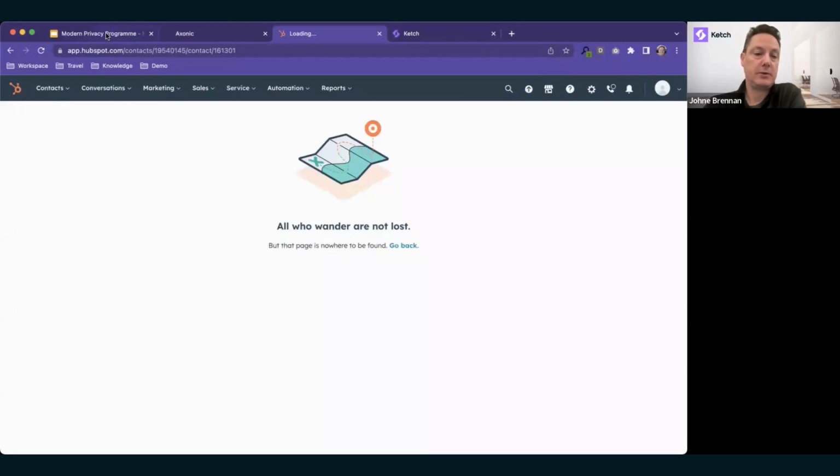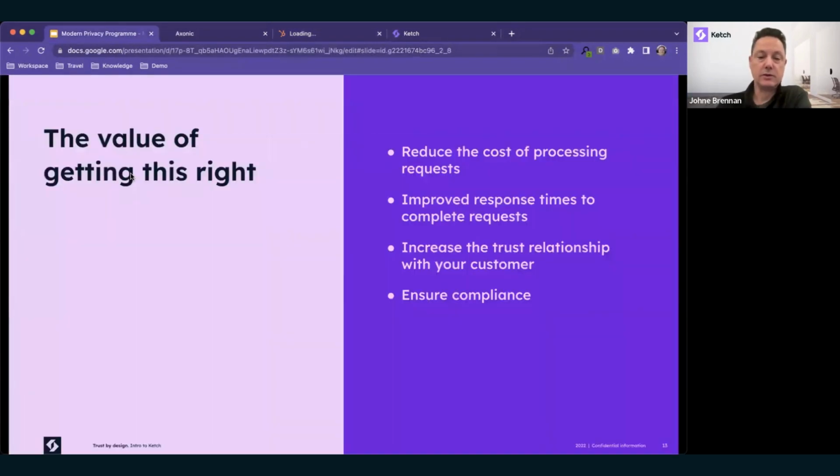So let me wrap it all up here, jumping down to one more slide. The value of this is really reducing the cost of processing the requests. We talked to a lot of organizations. This is very timely, very expensive for them to do. So reducing the cost by automation is really critical. And then also improving response times. There's always a deadline, and nobody ever has enough time. So being able to meet those deadlines is critically important.